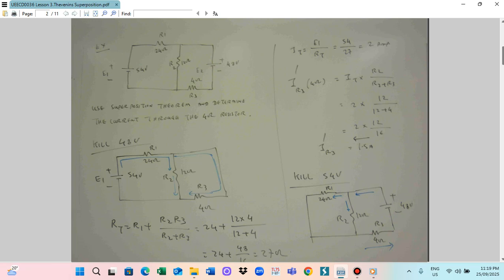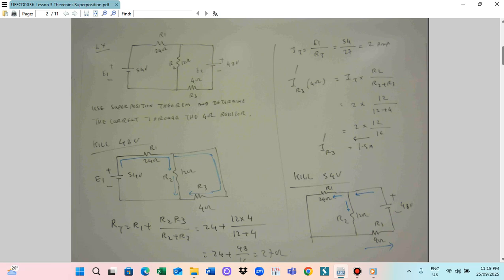So this is the scaling for the voltage source. We scale the source, and then you have to find the current. This is how the current flows from the 54 volt source, flowing through like this.